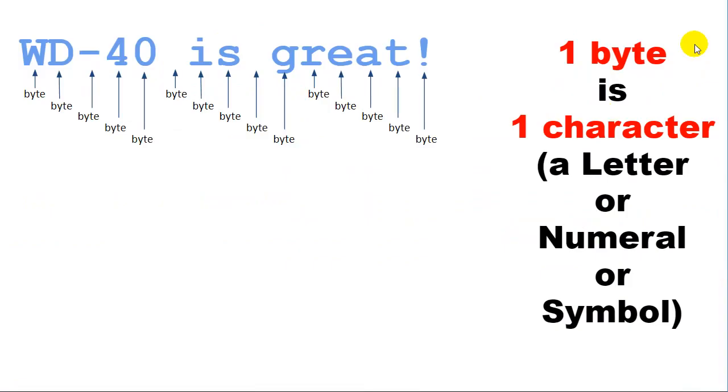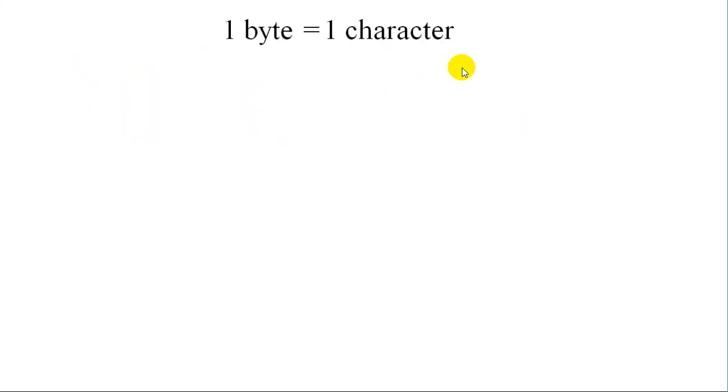So we know a byte is a character, like a letter or a numeral or a symbol. How many bytes are across this? How many blue bytes do I have up here? Well, some of them are not blue, are they? Some of them are just blank. 1, 2, 3, 4, 5, 6, 7, 8, 9, 10, 11, 12, 13, 14, 15. This is 15 bytes. It's 15 characters. We know that 1 byte is 1 character.